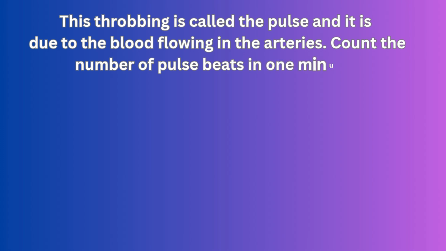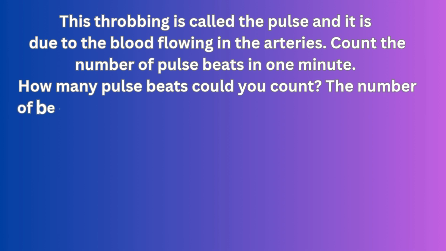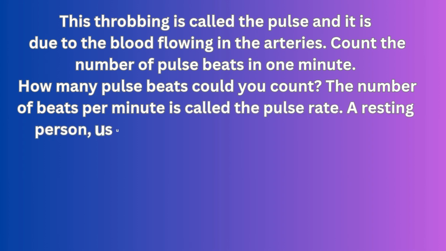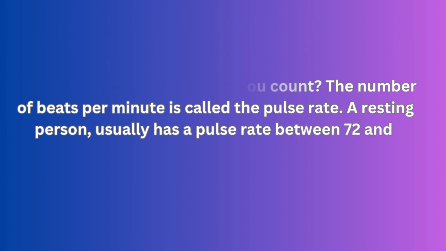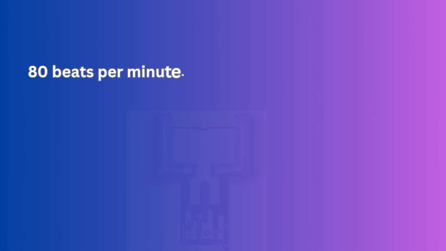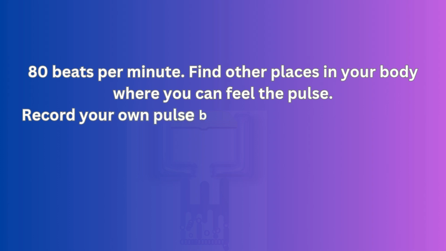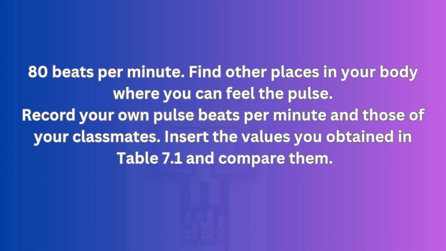Count the number of pulse beats in 1 minute. How many pulse beats could you count? The number of beats per minute is called the pulse rate. A resting person usually has a pulse rate between 72 and 80 beats per minute. Find other places in your body where you can feel the pulse. Record your own pulse beats per minute and those of your classmates. Insert the values you obtained in Table 7.1 and compare them.